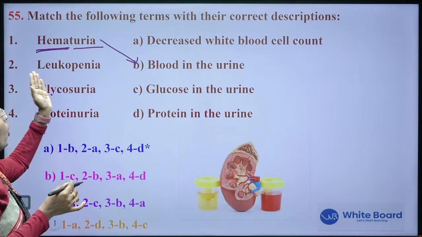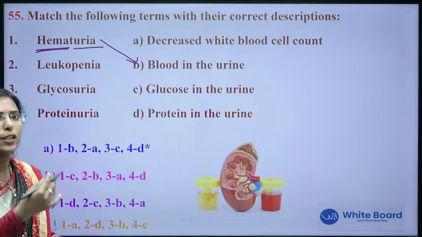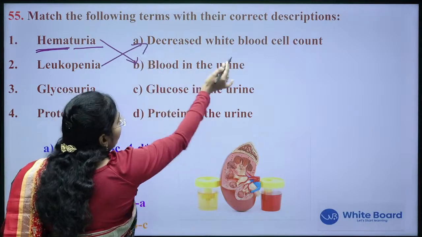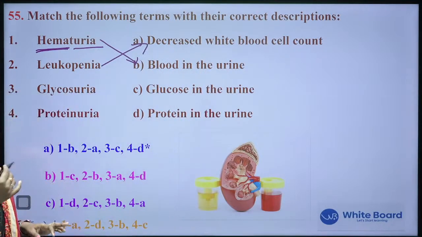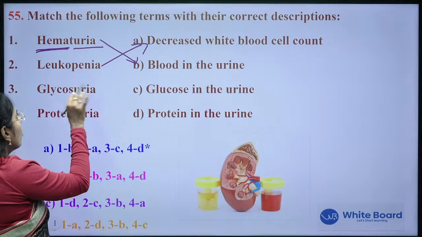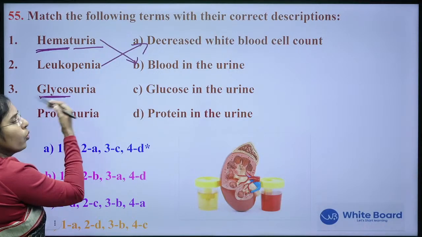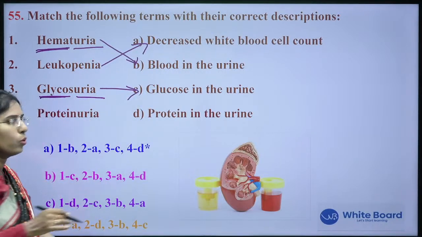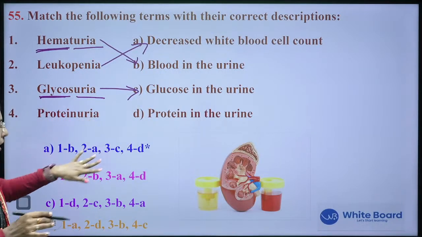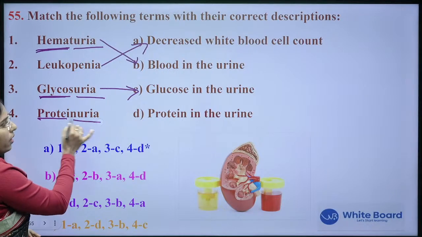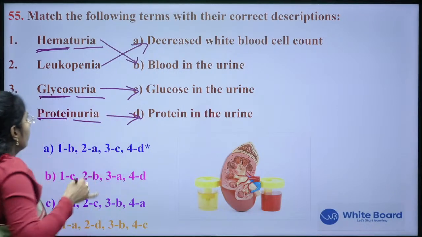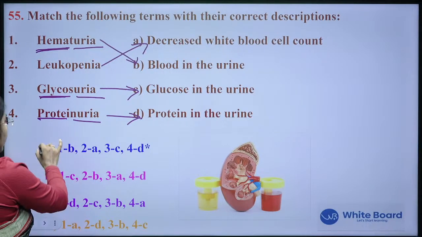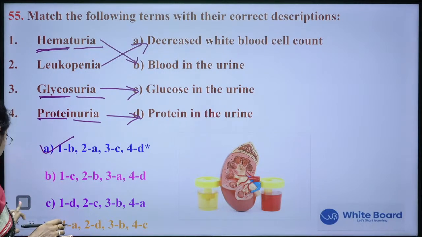And next one, leukopenia. Leukocytes are related to white blood cells, and penia means decreased, so a decreased white blood cell count is known as leukopenia. Next, glycosuria: glyco is glucose, so glucose in urine is glycosuria. And proteinuria: proteins in urine is known as proteinuria. So here the correct option is A.